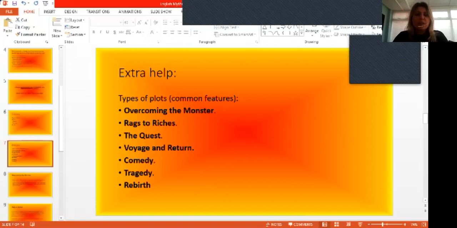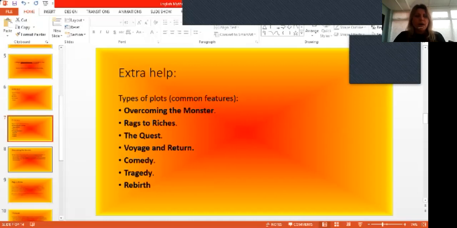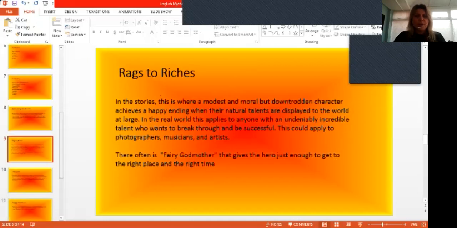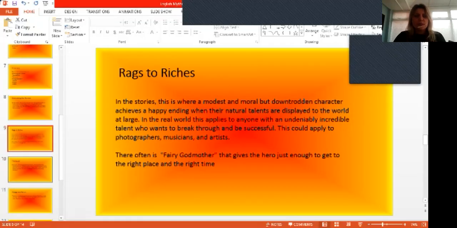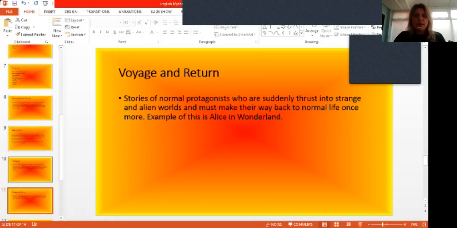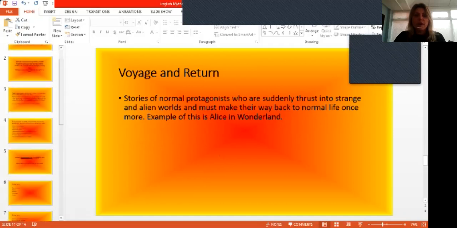Comedy and tragedy is something that we tend not to really see much, but they are very much Shakespearean. So it could be that you have read stories about that. And rebirth. So, for example, A Christmas Carol is one of these books where somebody somehow is born again like another person. There's a change in you. Now I have put these different types of stories here as well to remind you of what they are.